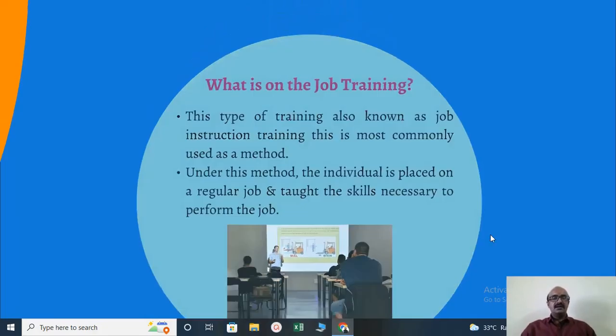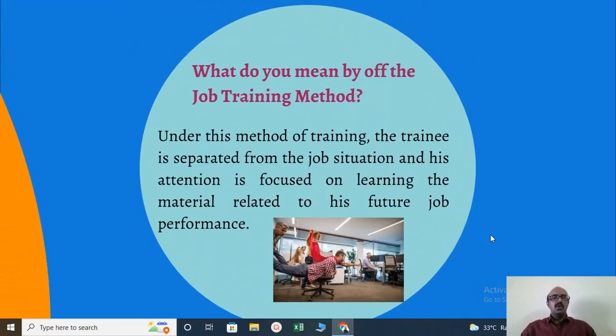Now let's see the second one, the off-the-job training method. What is the off-the-job training method? This method is totally different from the on-the-job training method. How does it differ? The training is separated from the job situation. In on-the-job training, the things are relevant to the job situation where you are working. Here it is totally out of the workplace. So you will learn outside the organization about the particular job.